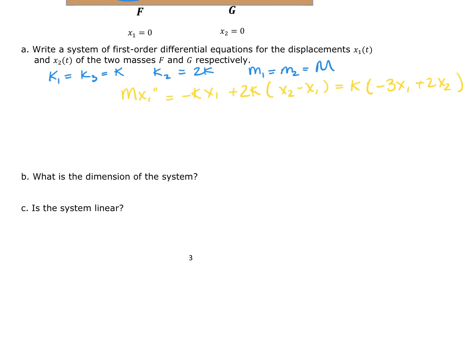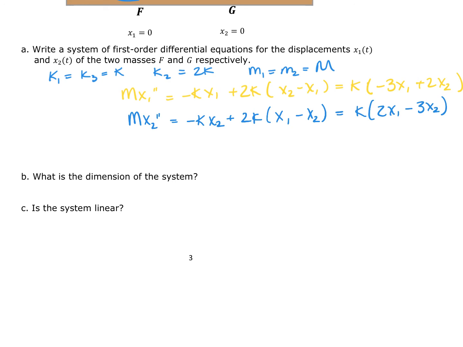I'm using the formulas for springs, and this comes from previous videos, or you can look it up in a physics book. Now, for the mass on the second one, which I'll do in blue, I have M x sub 2 double prime equal to negative k x sub 2 plus 2k times the quantity x sub 1 minus x sub 2, which is equal to k times 2x sub 1 minus 3x sub 2.